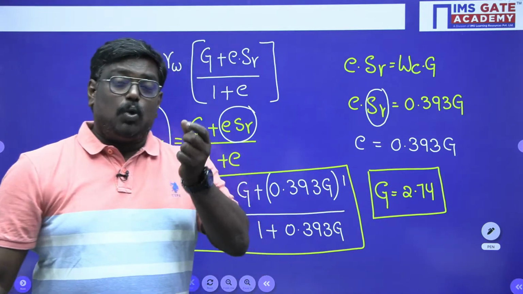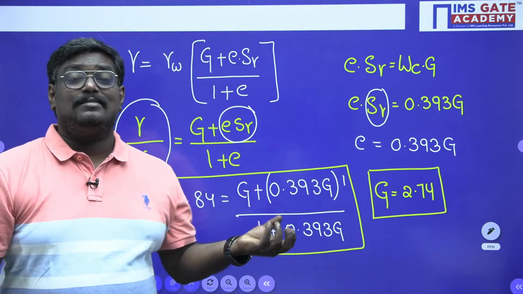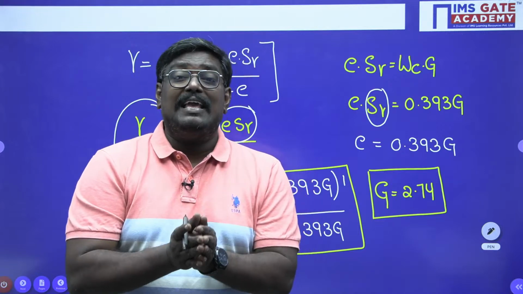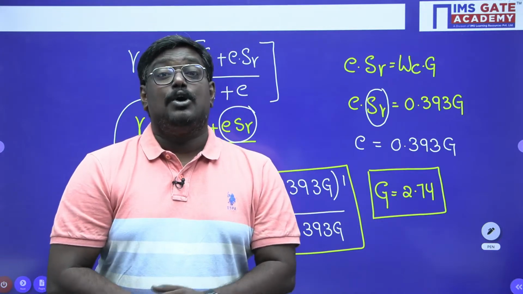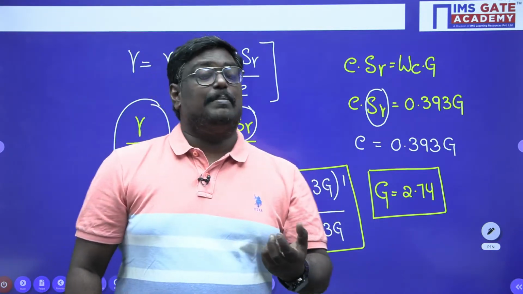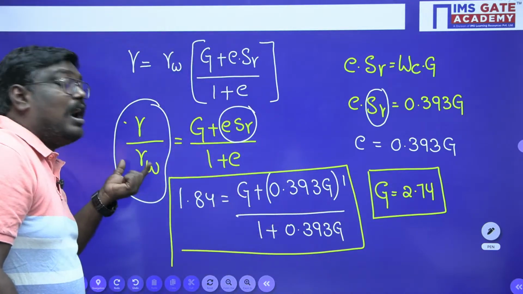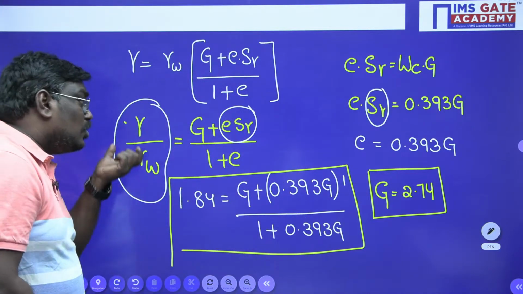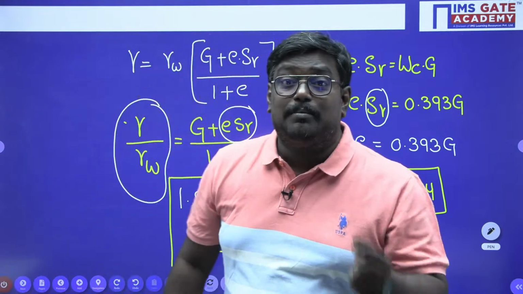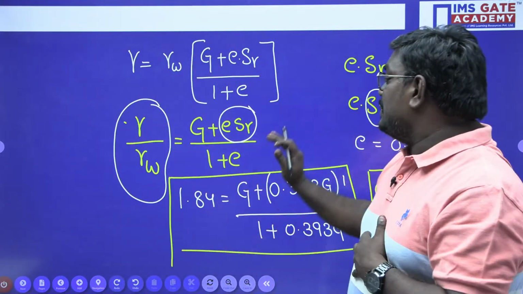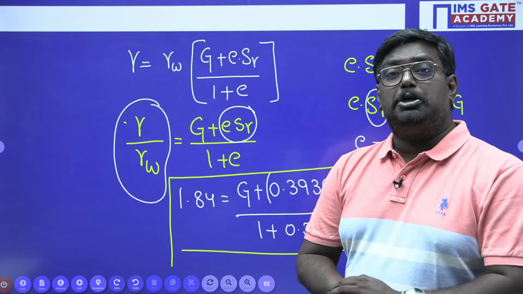The important thing here is that you should not panic that they have not given the gamma value. They have given the bulk specific gravity, which means they have given the value of gamma upon gamma W. And they have also used the term saturated. Saturated means the degree of saturation is equal to 1.